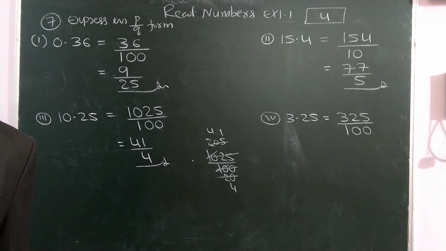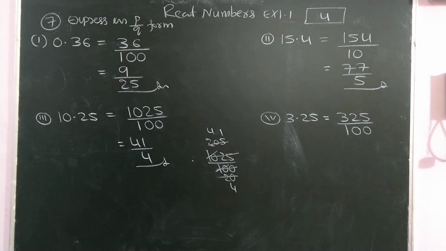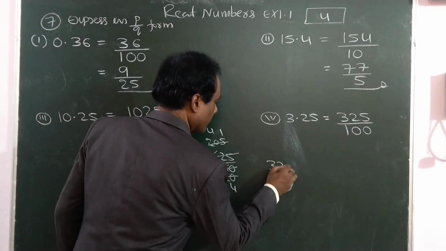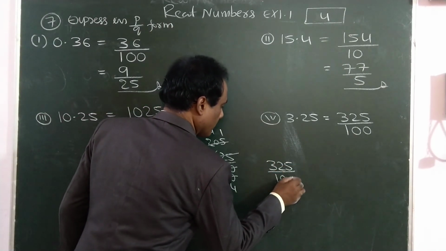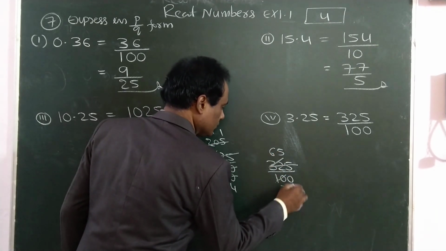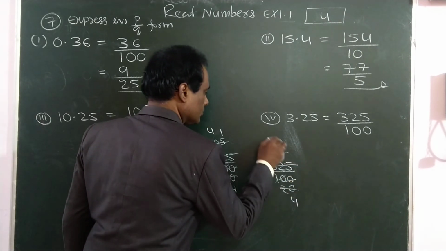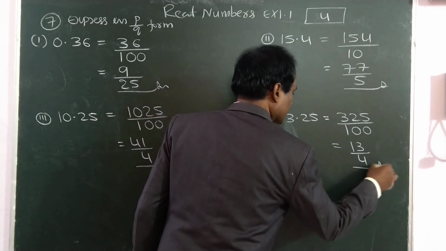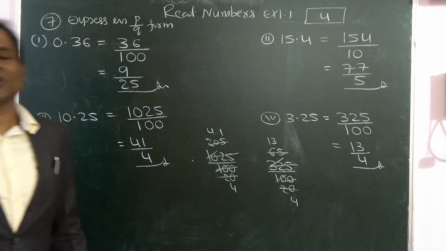That also you can simplify with the 5 table. Five 6s are 30, 5 5s are 25, 5 2s are 10. 13 by 4 is the answer. That's all.